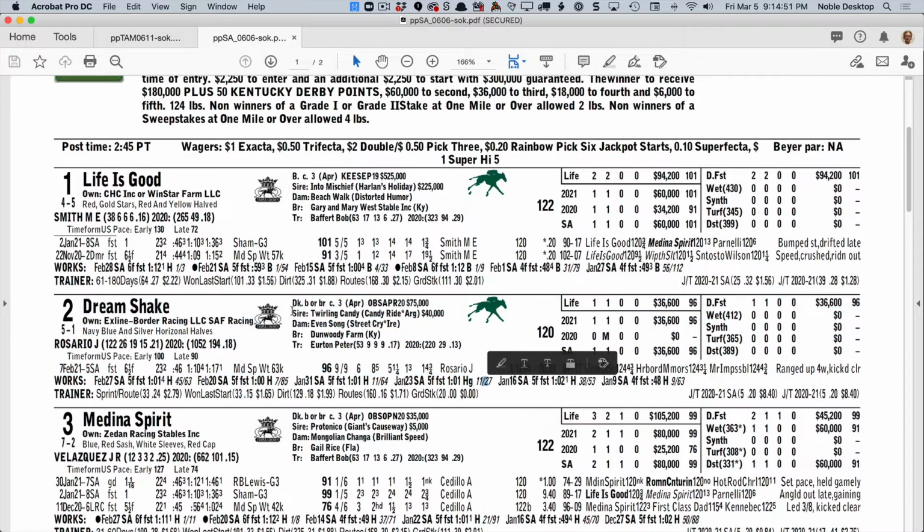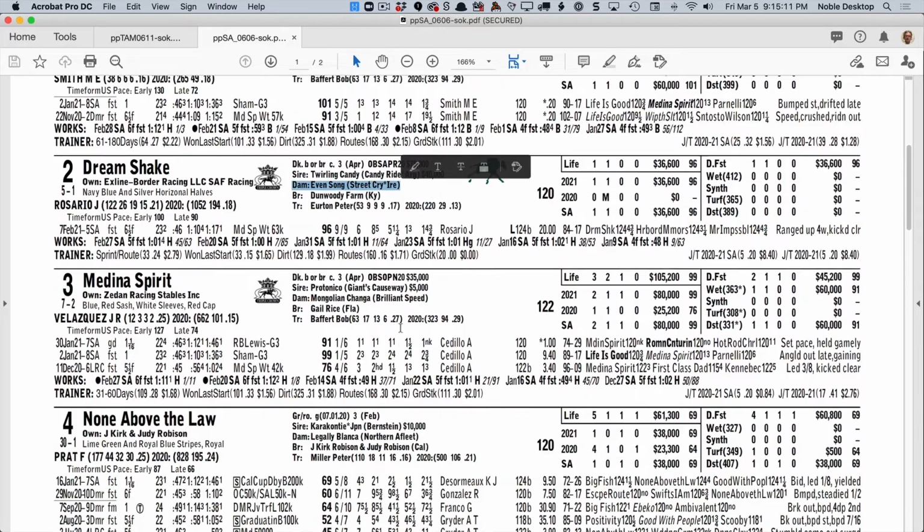And we'll just take a quick look at the breeding. The sire was Twirling Candy, who could route plenty good, and then the dam was by Street Cry, who is an exceptional influence on all kinds of runners.